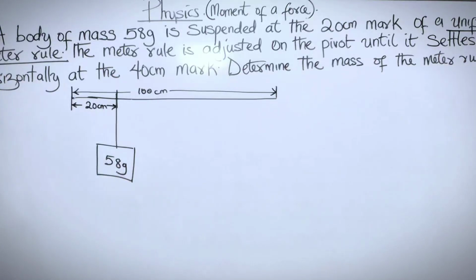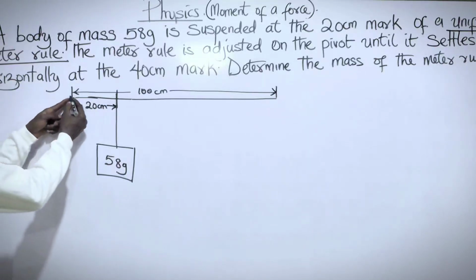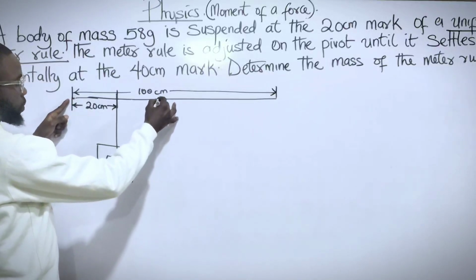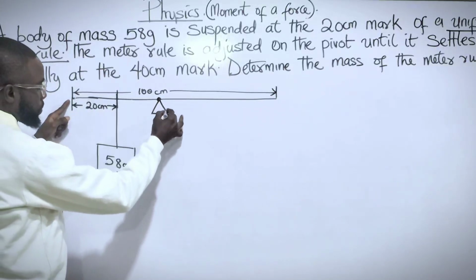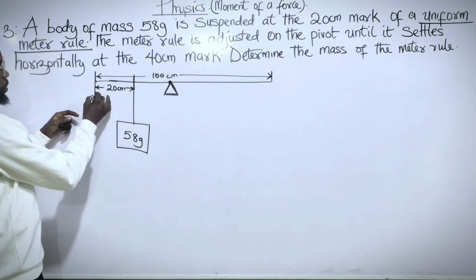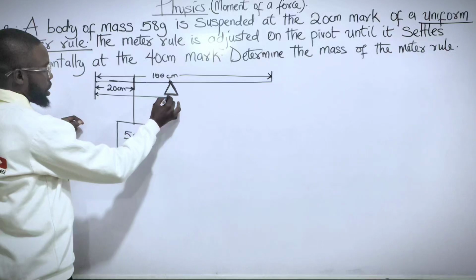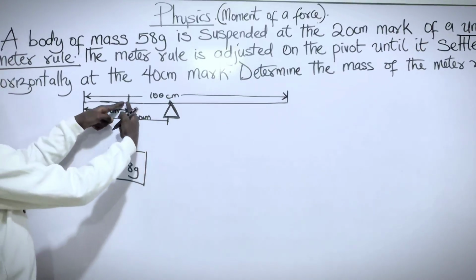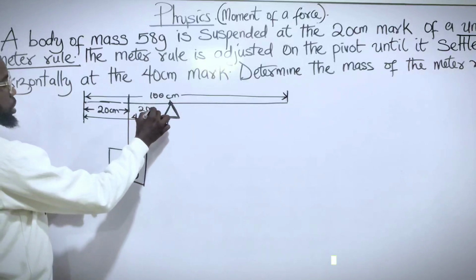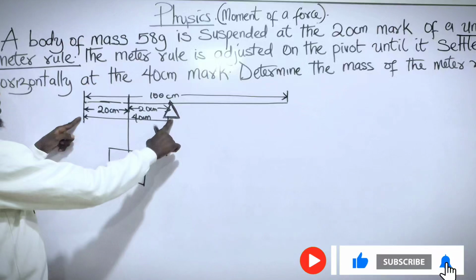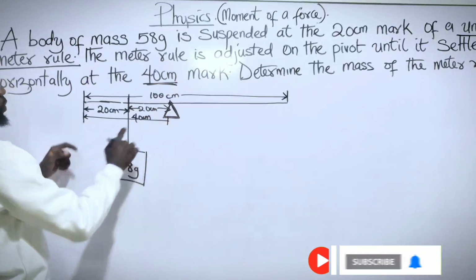And it said the meter rule is adjusted on the pivot until it settles horizontally at 40. So the pivot was adjusted until it settles at 40. So let's assume this place is 40. From 0 to here is 40 cm. And if from here to here is 40, it means from here to here will be 20. Yes, we now have 20 here, because it's adjusted on the pivot until it rests on the 40 cm mark.